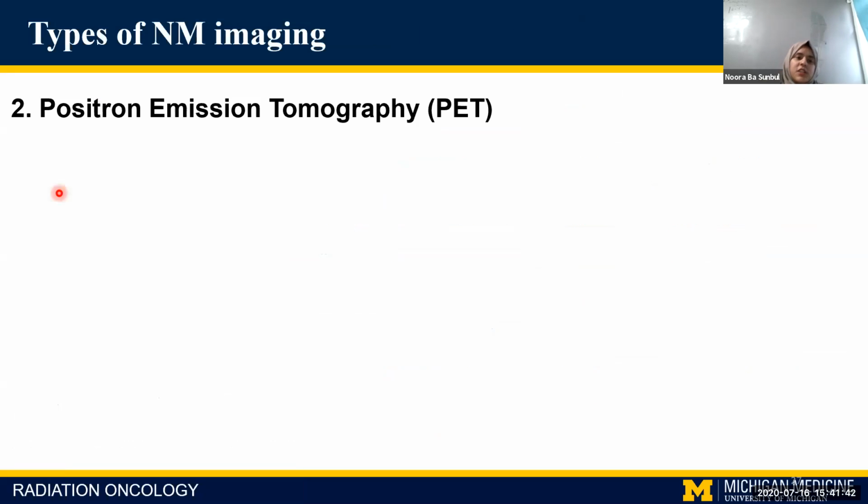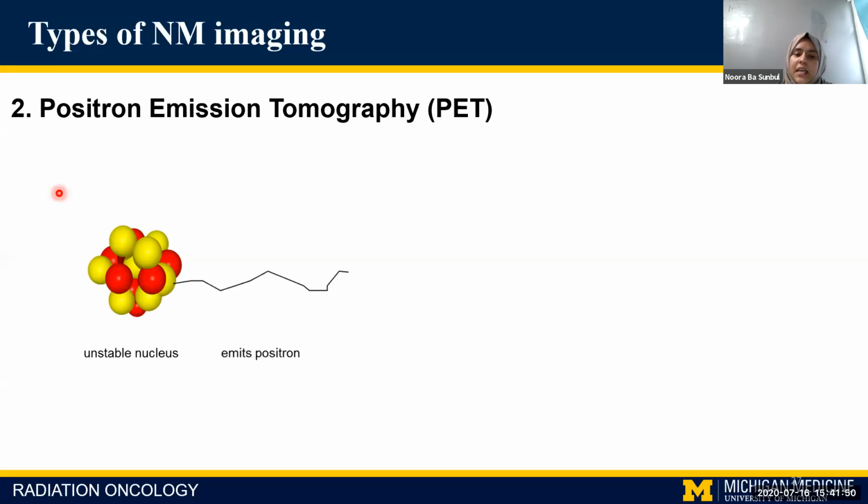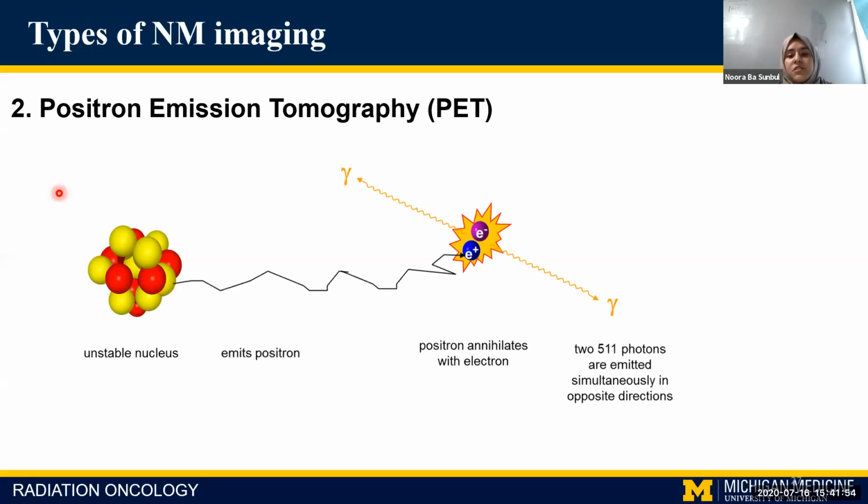The other modality is called positron emission tomography, or PET scanning. You have an unstable nucleus that will decay and emit a positron. At the end of its track, the positron will annihilate and produce two coincidence gamma photons that will then be detected by detectors in coincidence. And that's the main physics of positron emission tomography.